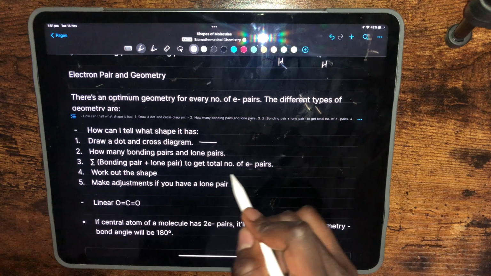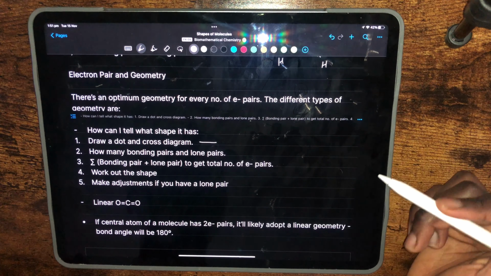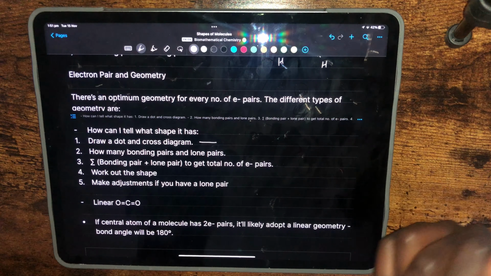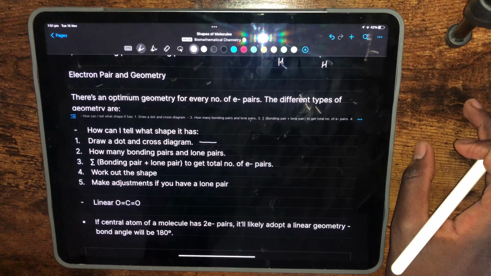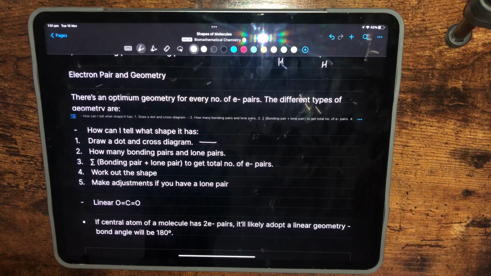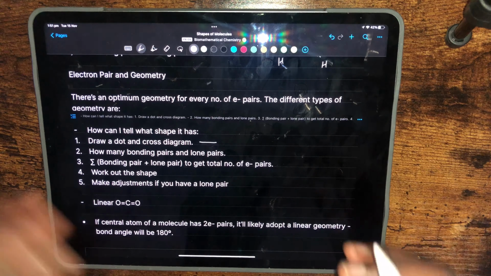This step 3 is like a cheat code because if you sum up your bonding pairs and lone pairs to see how many electron pairs you have in total, you can already tell what kind of compound it is, even if it has lone pairs in it. You can tell the shape of the molecule if they're within a certain number of electron pairs. When I do an example, this will all make much more sense. But draw the dot and cross diagram, see how many bonding pairs and lone pairs you have, add them all together, work out the shape, and then make any adjustments if you have any lone pairs. So, let's see linear.